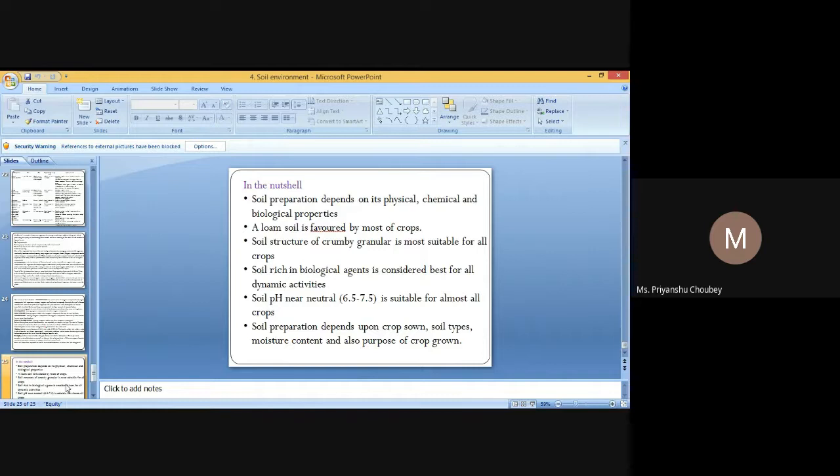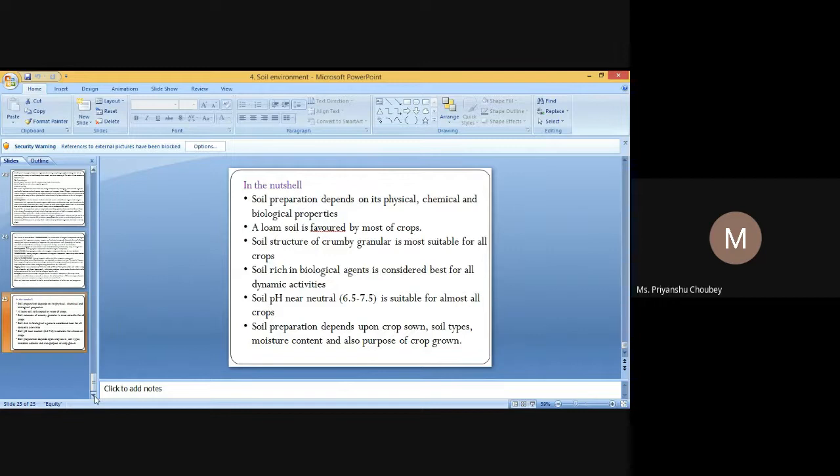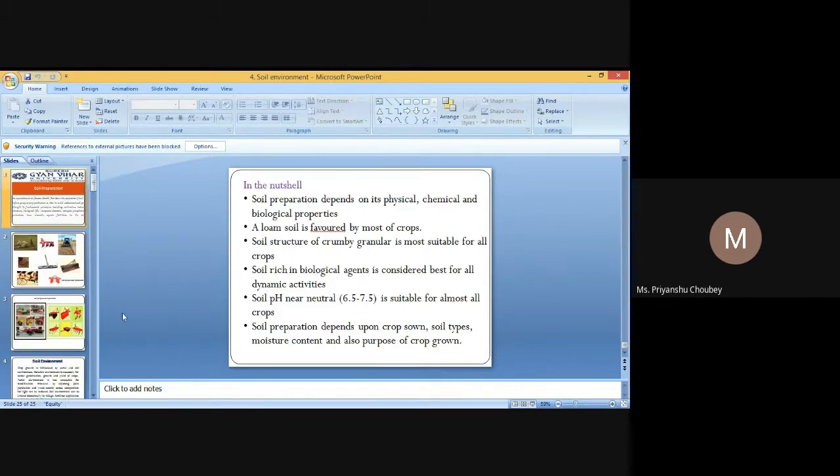Soil preparation depends upon the crop zone, soil type, moisture content, and also the purpose of the crop grown. So here is all the basic information about soil nutrition, the soil environment, and how to prepare soil. Thank you.